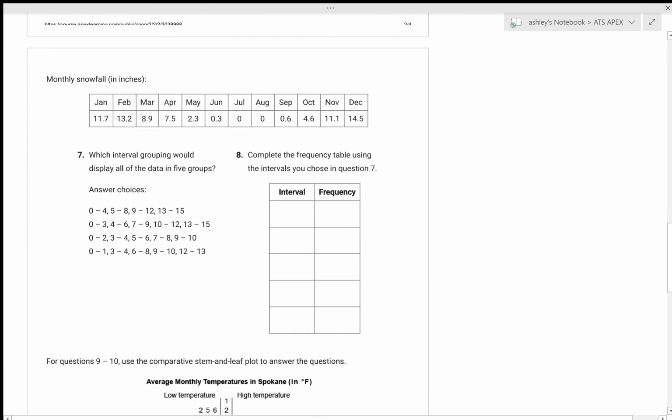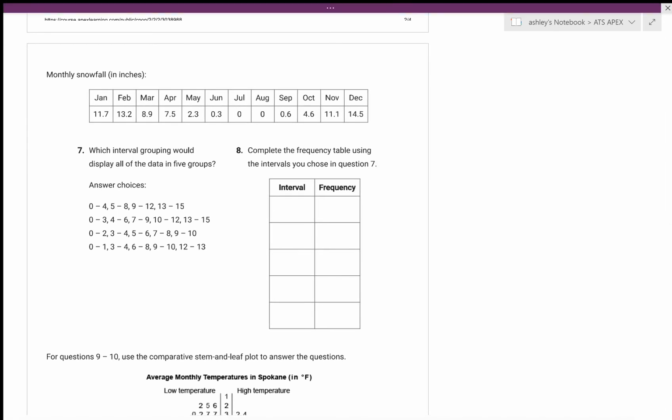All right. This one is an interval. It's not so bad. So you want to split all this data into 5 groups. This is snowfall. Oh, that's crazy. Where do they live? We're getting snowfall in June, but that's a different story. So anyway, this is snowfall in inches that accumulated.